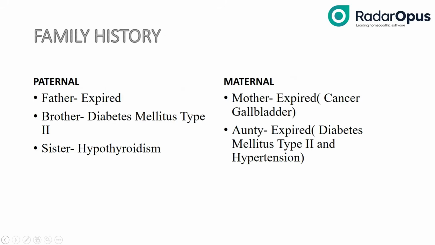In the family history, on the paternal side, her father was expired. Her brother suffered from diabetes mellitus too. Her sister suffered from hypothyroidism. On the maternal side, her mother was also expired. She expired with CA gallbladder. My aunt also expired with DM2 and hypertension. So this was the family history of my patient.